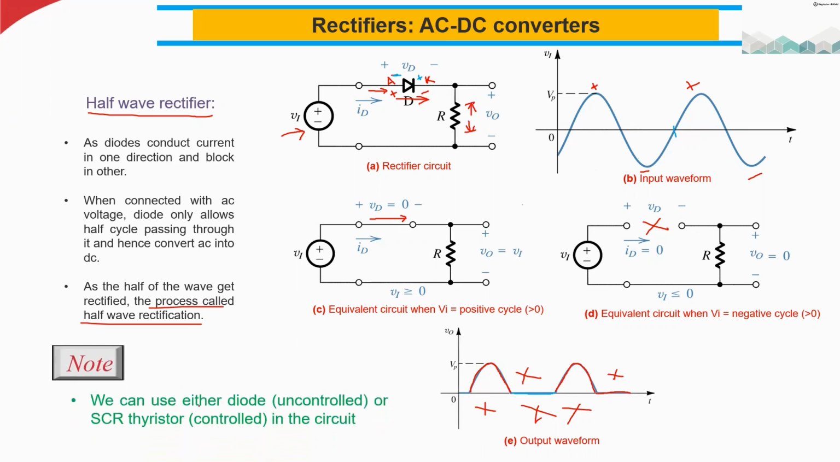As I mentioned here, you can use either a diode or an SCR in this circuit. If you use the diode, then you will get it like this. If you use the SCR, you can fire the gate of this SCR anytime, and you can reduce or increase the width of each pulse. So for example, if you fire from here, let's say this is alpha equal to 30 degree.